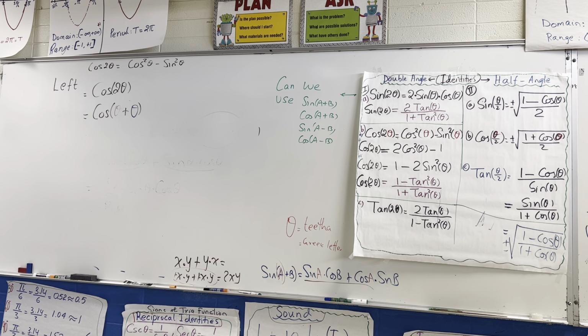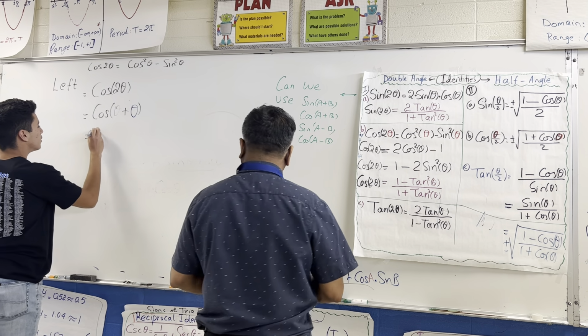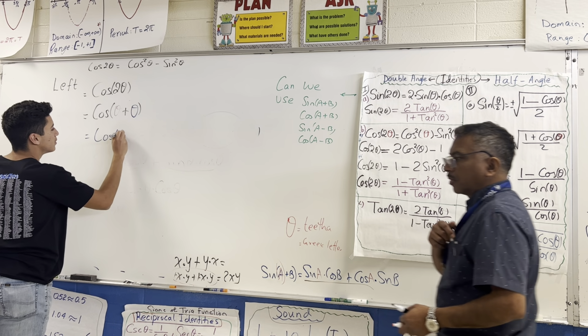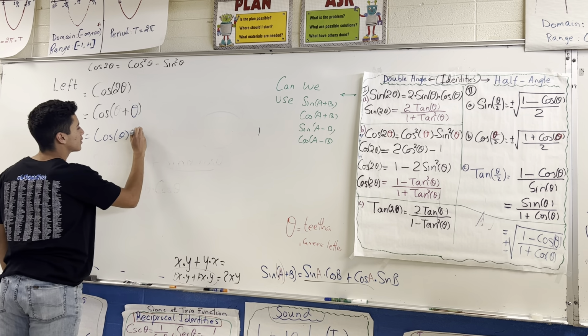Can you think of which formula to be used here? Would you like to go on the board and try yourself? By now you should be trying. Okay, so you're going to use the other formula, the cosine formula. Black marker.